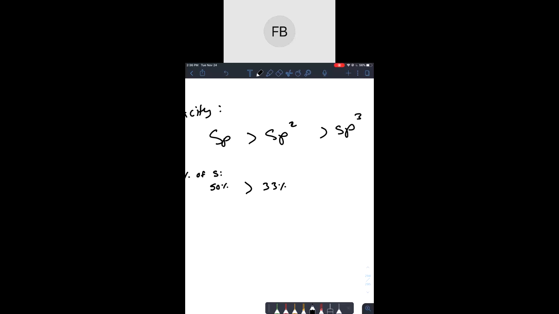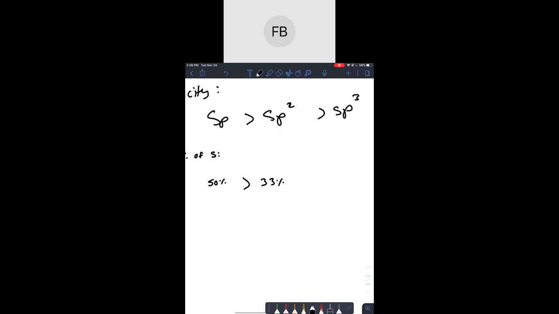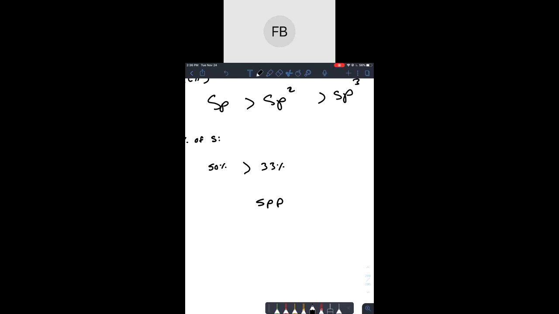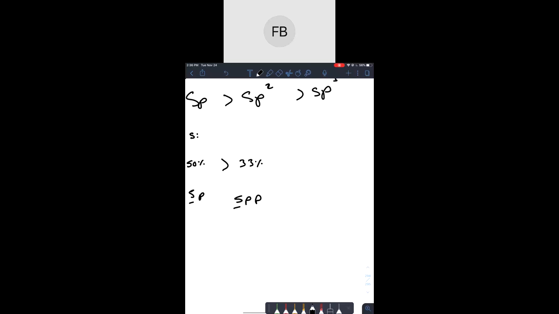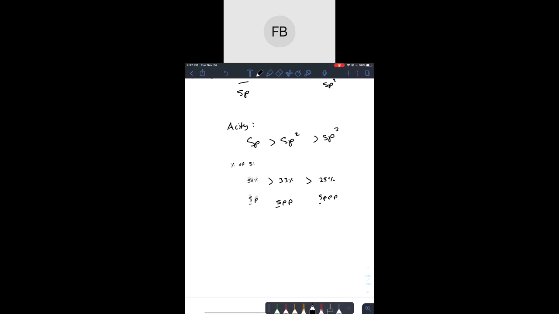Yes. 33% is S, right? Because it's like SPP. When you have SPP, S is only a third of the entire thing, whereas when it was SP, it was half of the entire thing. Now that's going to be more acidic than SP3, in which case S is 25% of the entire thing because it's SPPP. And so S is 1/4 of the entire thing.